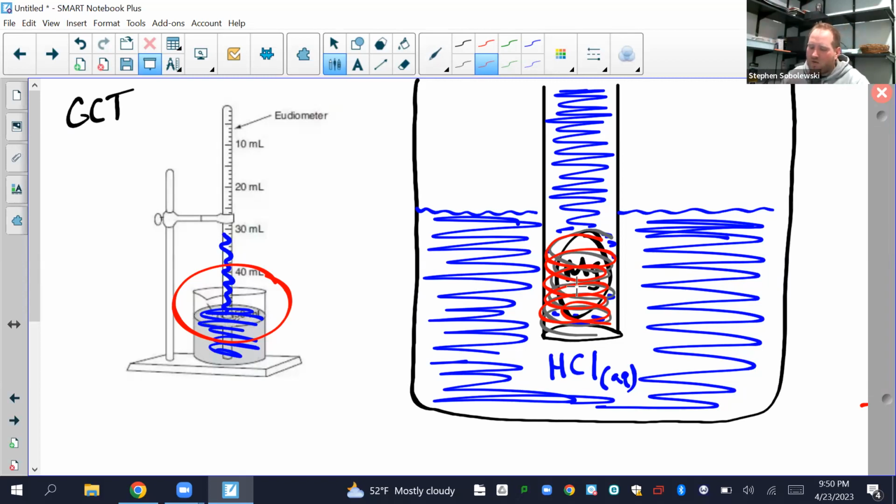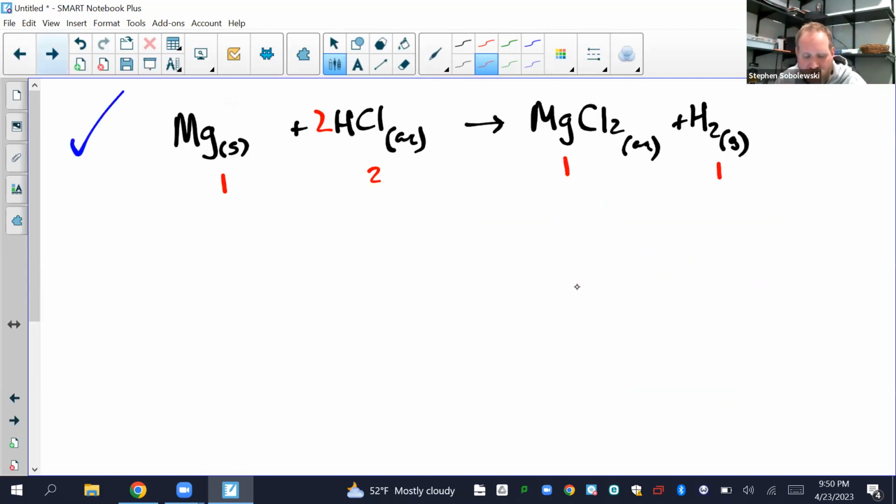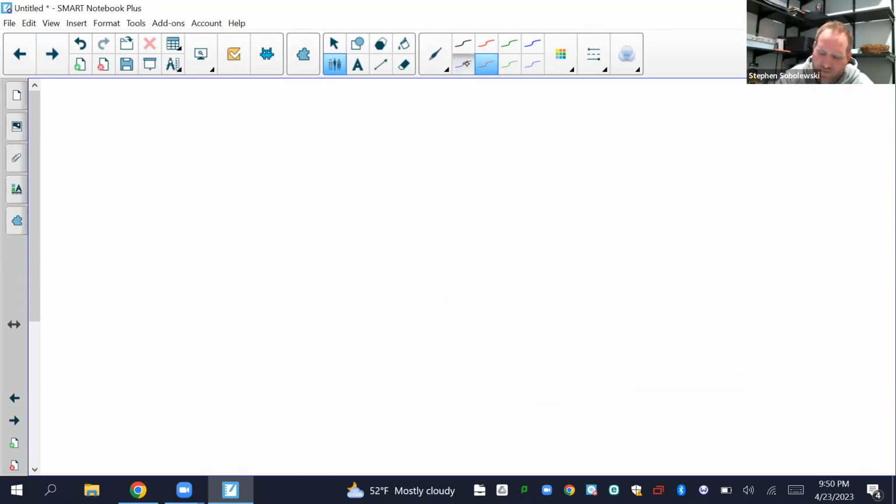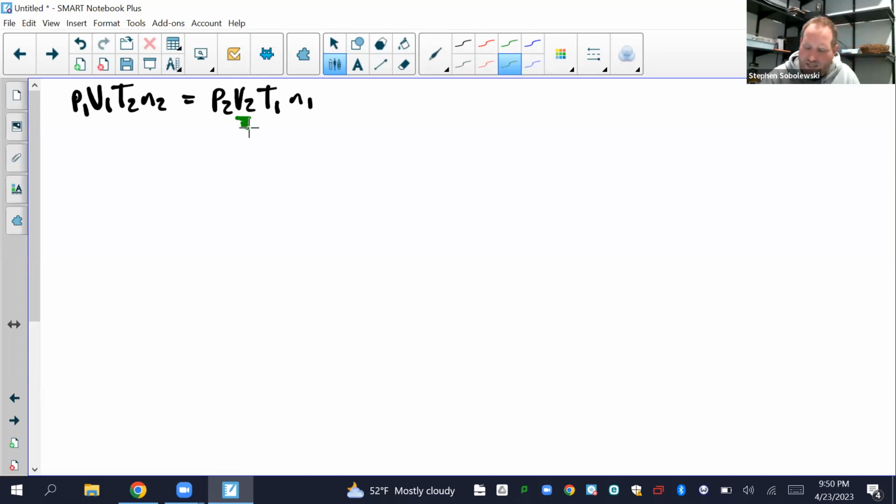Let's now talk about the calculations. How are we going to actually figure this out? What numbers are we going to use? Well, this lab is all about the ones and twos, right? P1, V1, T2, N2 equals P2, V2, T1, N1. Now we're solving for V2. That's our magic goal. So we need to talk about all the rest of these.